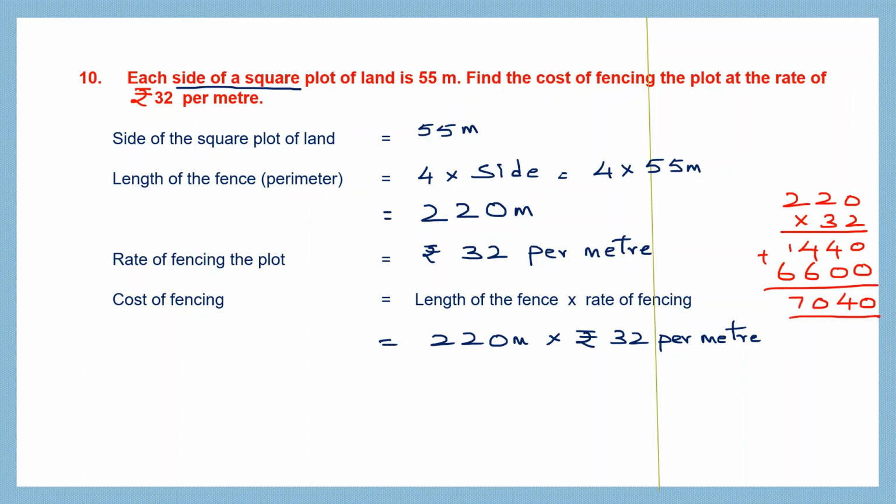So 7,040. So the cost of fencing this square plot of land is 7,040 rupees. So this is the answer to the 10th question.